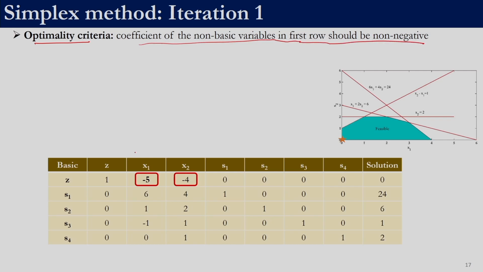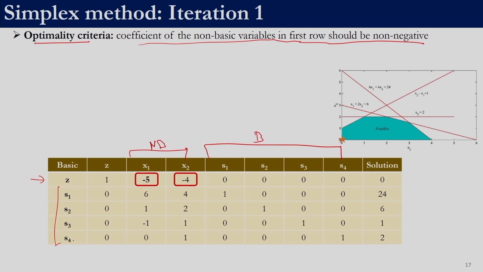Here, these two are our non-basic variables, whereas these 4 are our basic variables. The first row is the equation that we had from the objective function. The coefficients should be non-negative. Right now we have -5 and -4, which means that we have not reached the optimality criteria.